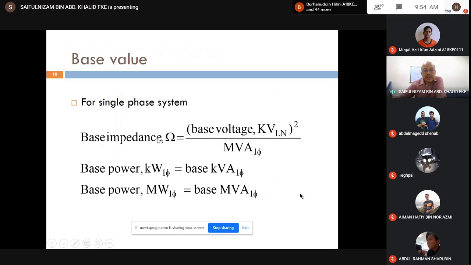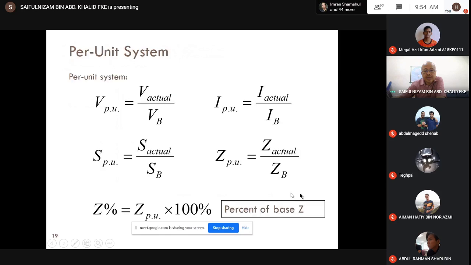So base impedance is measured in ohm. Base voltage in kV squared over MVA is for one phase. Base power in kilowatt per phase is kVA one phase, and base power, for example megawatt per phase, is base MVA per phase.